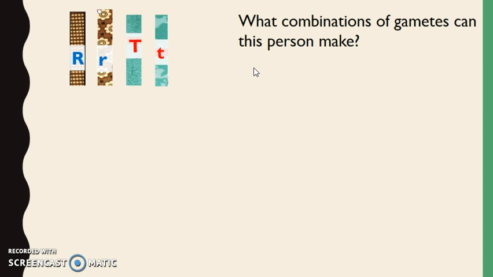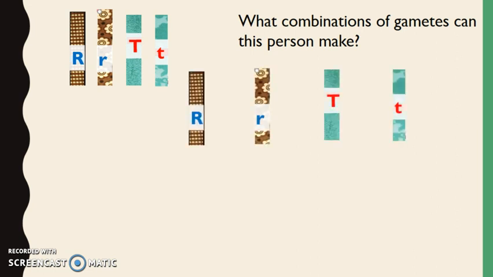So let's pretend maybe R stands for flower color and T stands for height of a flower. So we're looking at two separate traits. Or here the question says a person, so maybe it's like eye color and dimples. Okay? So regardless, here we have two of each kind because we are diploids.